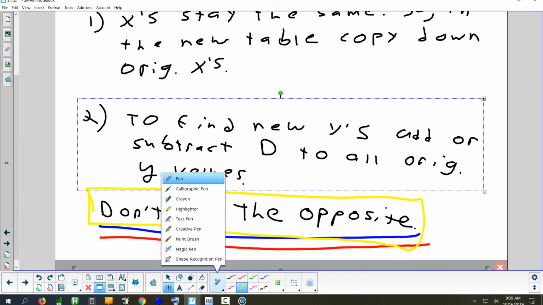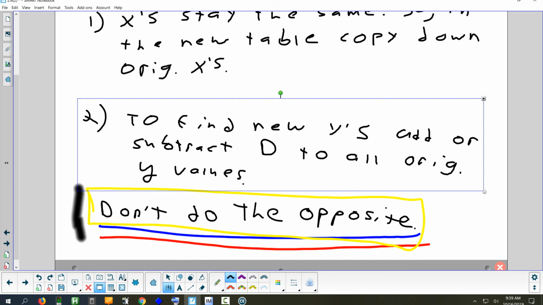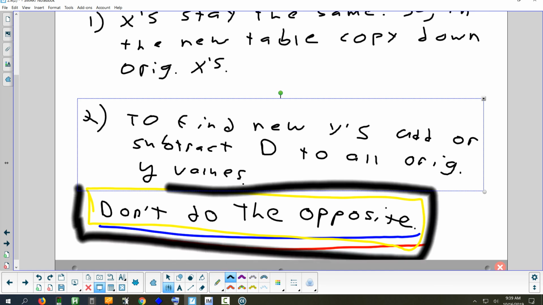Don't do the opposite. On every test, somebody always does the opposite. I'm not sure how I can draw your attention to it anymore. What happy faces. If you see plus d at the end, you're going to do plus. If you see a minus, you're going to do a minus. I know with phase shift it is the opposite, right? So on your reference sheet, just make a list somehow. Don't do the opposite when you're dealing with vertical shifts.